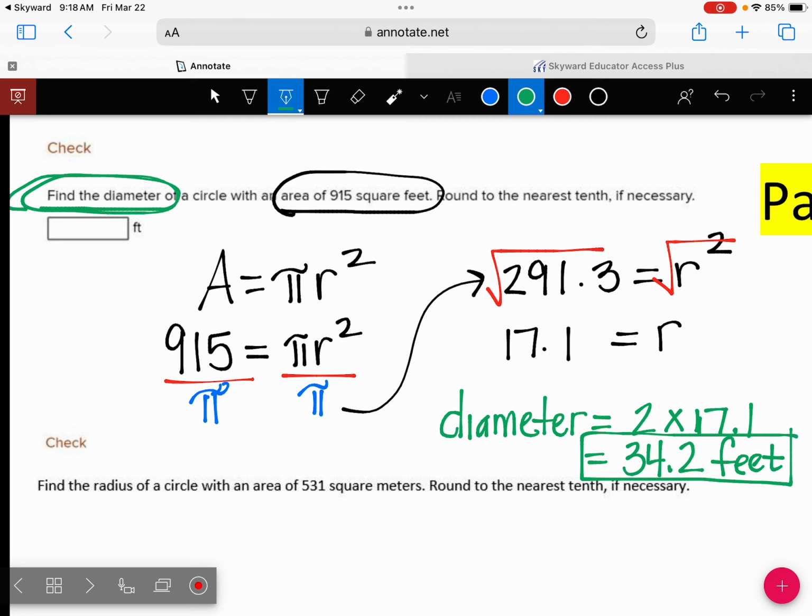All right, let's go ahead and do the check. Take a minute. It says find the radius. So this time you don't have to multiply it by 2 because it's not asking us for the diameter. We just need to find the radius. So we're just dividing by pi and taking the square root. That's it. Those are your 2 steps. Divide by pi, take the square root.